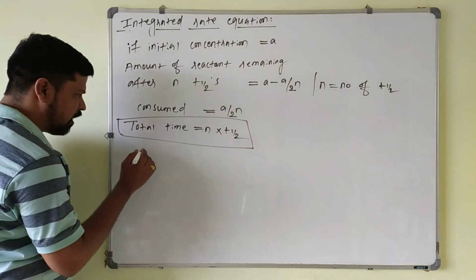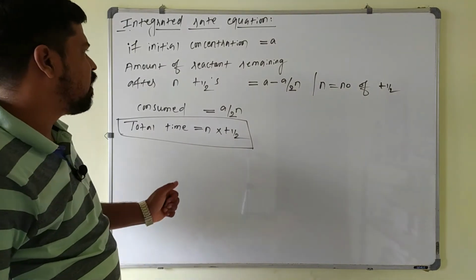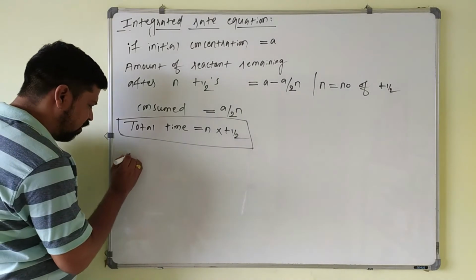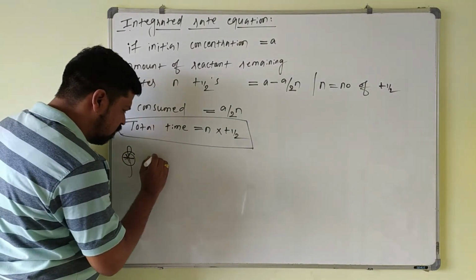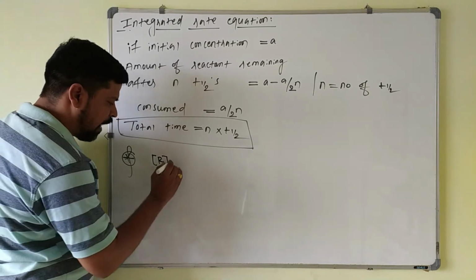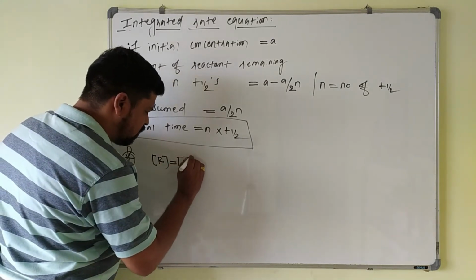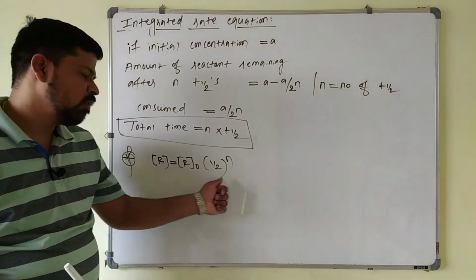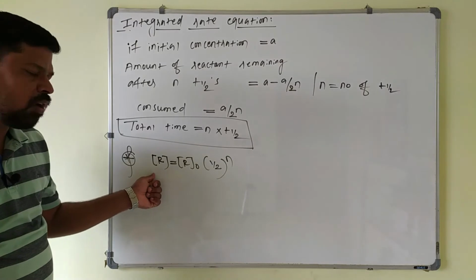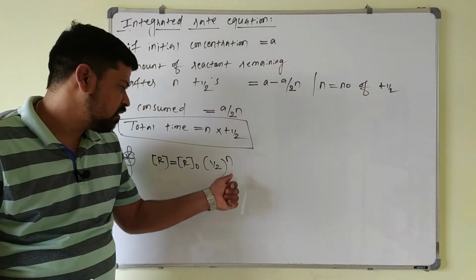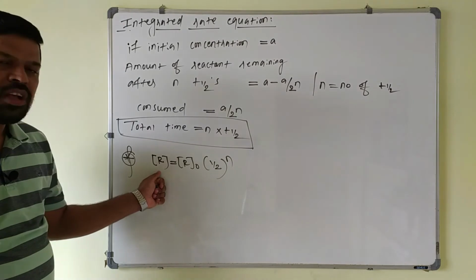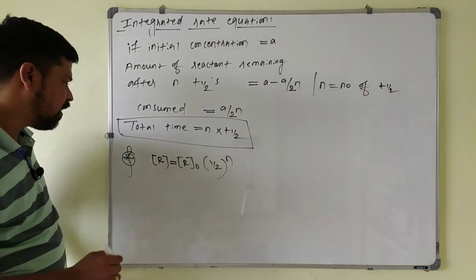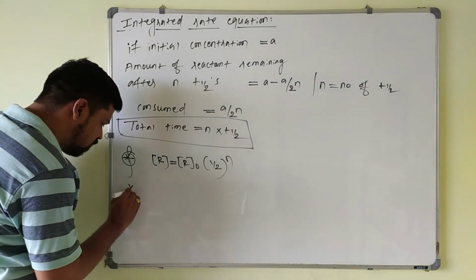For radioactive decay also same thing, and another formula is there to calculate the amount of reactant remaining after n half-lives. That is, concentration after some time t is equal to initial concentration into 1 by 2 power n. Here n is the number of half-lives, this is the amount of reactant remaining after some time, and this is the initial concentration. So for radioactive decay also the same thing will follow.